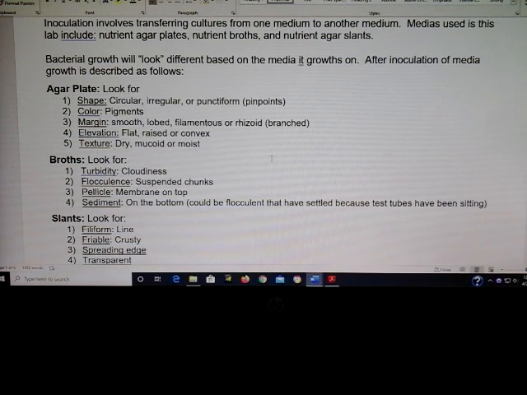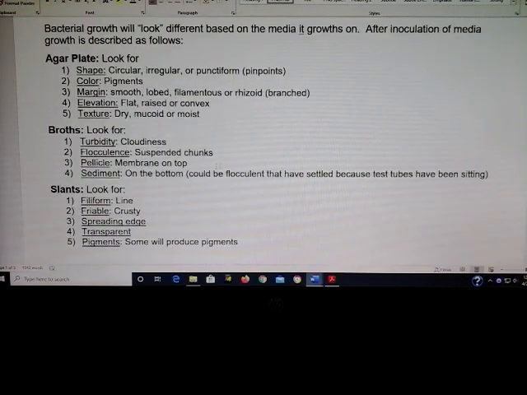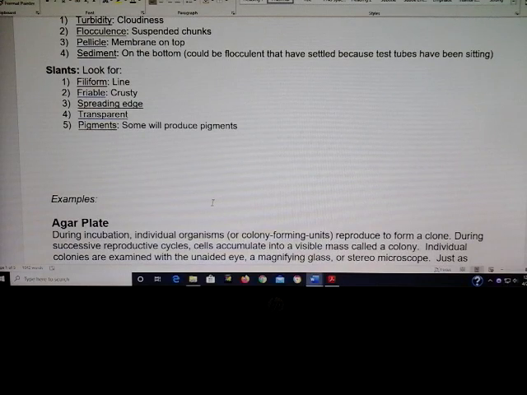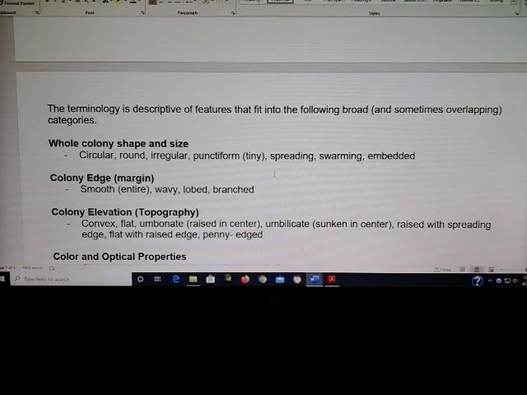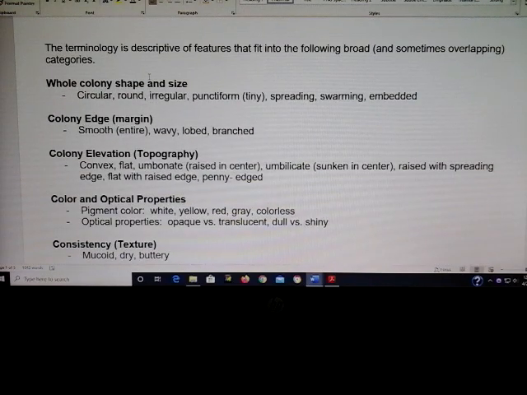Now on broths, those are liquids, so you would look to see if it's cloudy or if you have chunks in there. Sometimes you get a little film or a membrane on top, and sometimes things sink to the bottom. Now slants, also, we have agar slants, that you could look at to see: is it aligned? Does it look crusty? Is it spreading out? Again, you could see pigments, and see whether it's transparent or translucent. So let's just take a look then. These are similar properties to what I mentioned for plates that you want to familiarize yourself with.